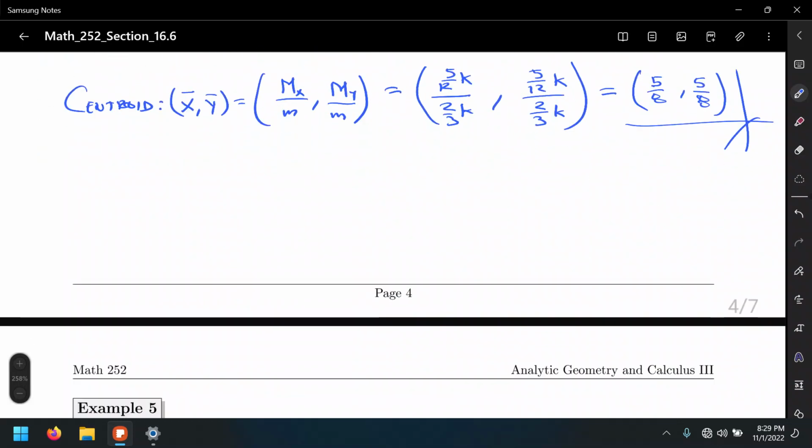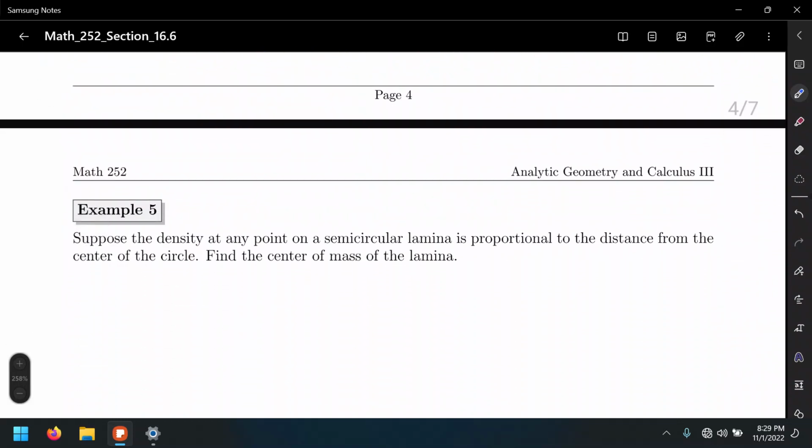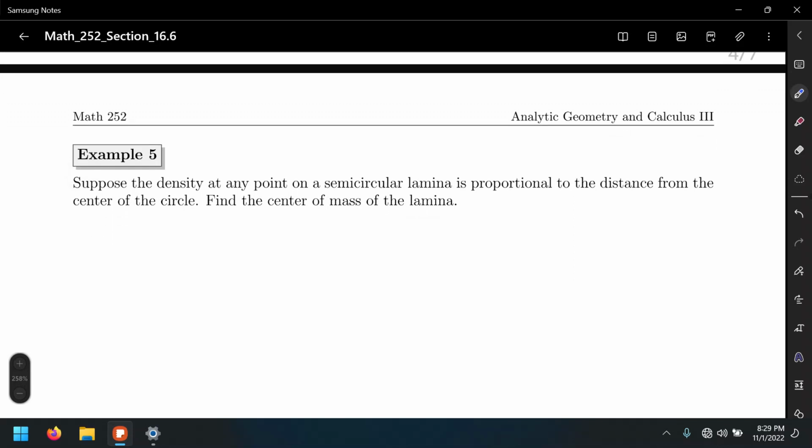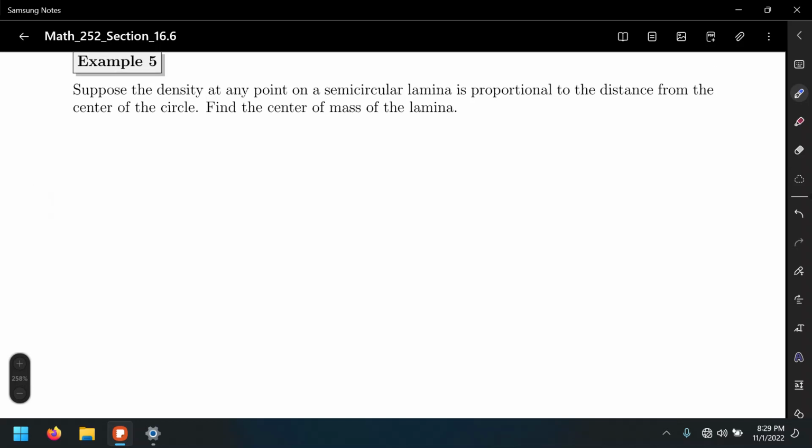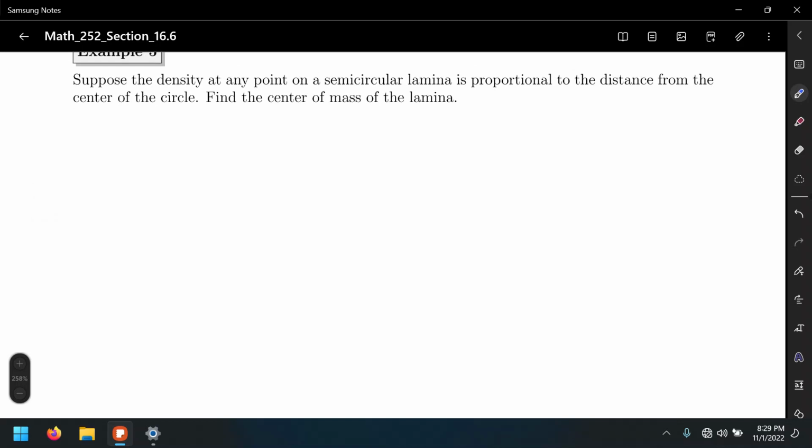In some cases, it's a good idea to change coordinates. No wonder we went over polar coordinates, cylindrical coordinates, spherical coordinates, because we are going to apply this to situations about finding the mass. Suppose the density at any point on a semicircular lamina depends on the distance from the center of the circle. That's going to give us a hint that this is a good candidate for polar coordinates, since we're in two dimensions. Find the center of mass of the lamina.